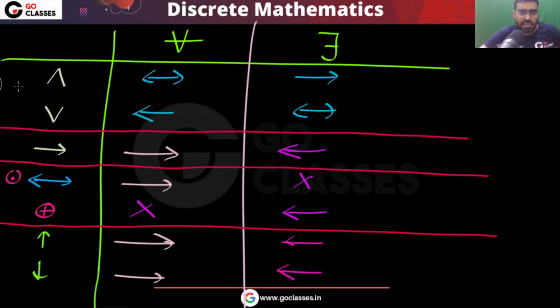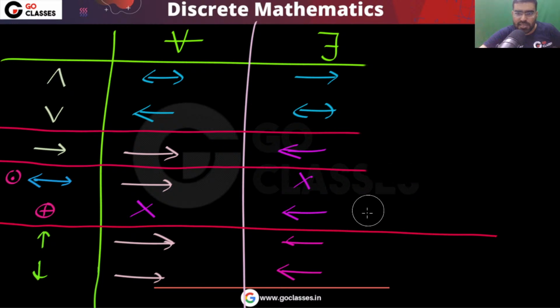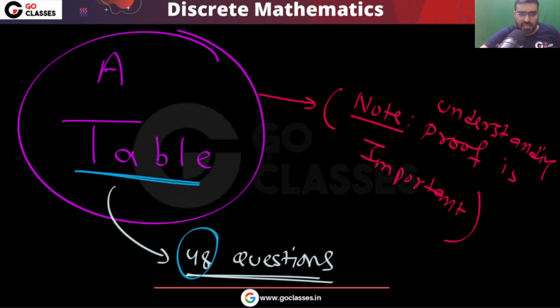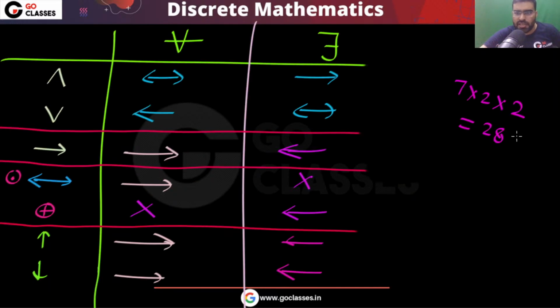How many questions are there in this table? You can see there are 7 operators, 2 quantifiers, and 2 directions. So how many questions? Sorry, 28 questions. In this table there are 28 questions.